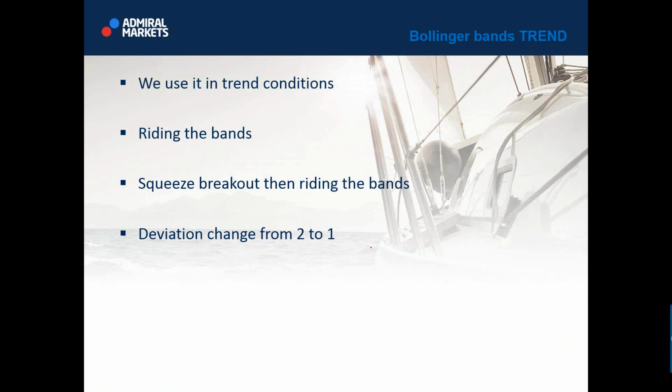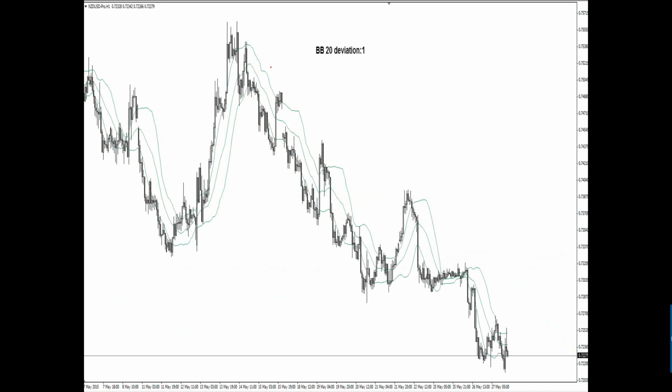There is usually a squeeze breakout, then it's followed by riding the bands. So after a squeeze there is a breakout, and after a breakout there is so-called riding the bands. We need to change the deviation from 2 to 1 usually for the Bollinger Bands to actually ride the bands. This is how it looks like. This is called riding the bands.